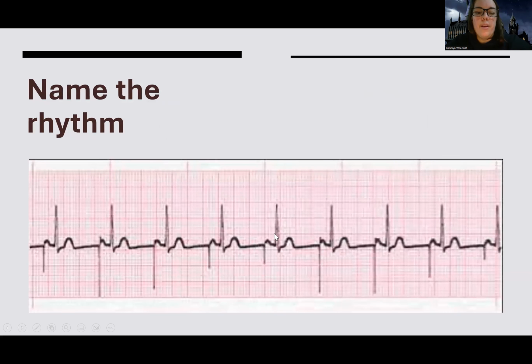All right, so this rhythm has these weird little spiky things coming down from it. If you're not familiar with this, this is a paced rhythm. But if we gave this on a test, we would want you to know, is it atrial paced or ventricular paced? To figure that out, you always want to look at where the spike is. If it's before the P wave, it is an atrial paced rhythm. If it's before the QRS, it will be a ventricular paced rhythm. So this one is before the P wave, so we have an atrial paced rhythm.